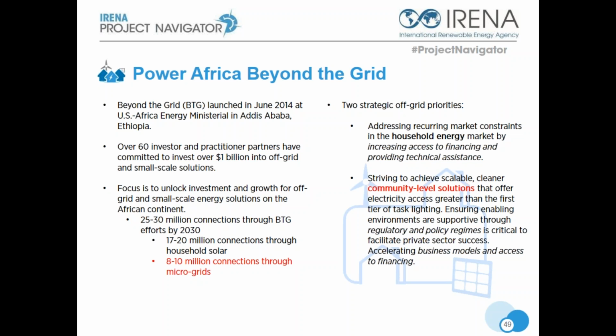We've estimated 8 to 10 million connections will come through microgrids. We're focusing here on community-level solutions, and we think that the support that IRENA offers through Project Navigator, Sustainable Energy Marketplace, really work nicely and pair nicely with the support that Power Africa broadly offers, and we see these as a nice suite of offerings to help accelerate activity in this sector.